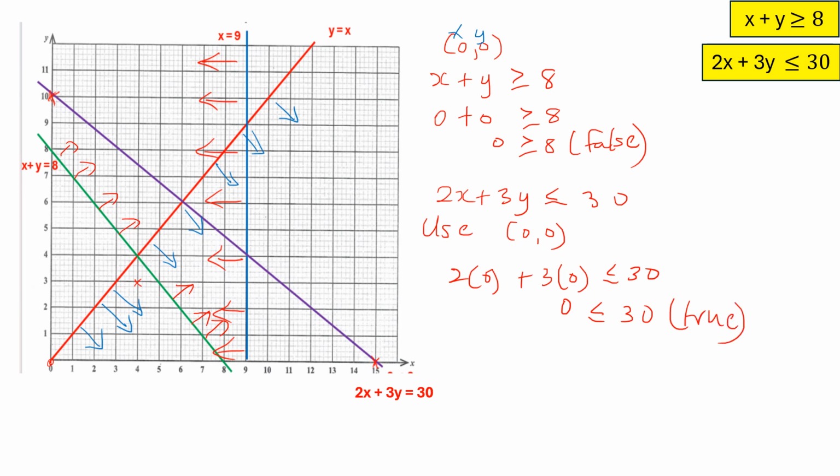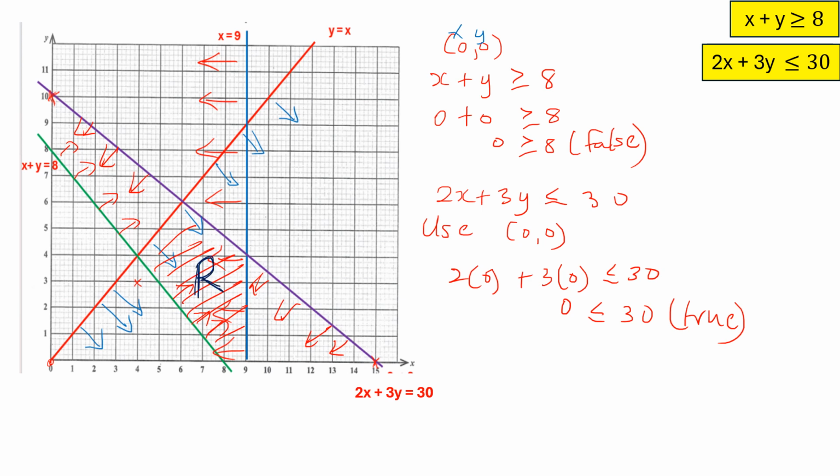What that is telling me is that I have to shade. So this is the line 2x plus 3y is equals to 30. So I have to shade this way. So let me do that. Shade this way. So then I have to look for the common area for all four of these inequalities. And we can see that it's in here. And they said to label it as R.